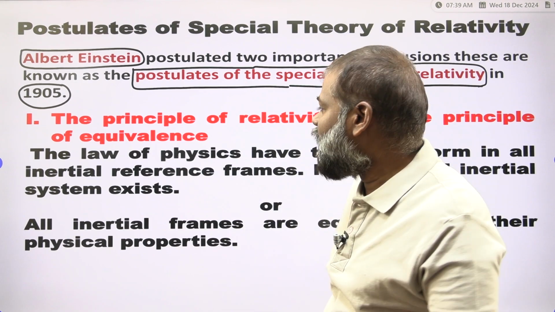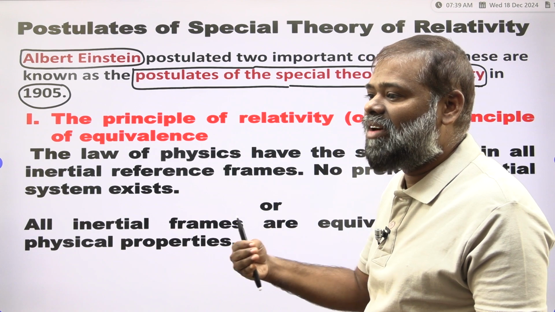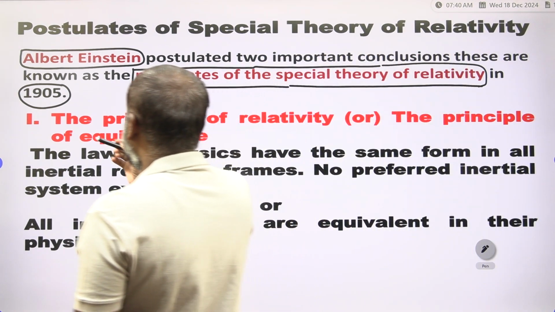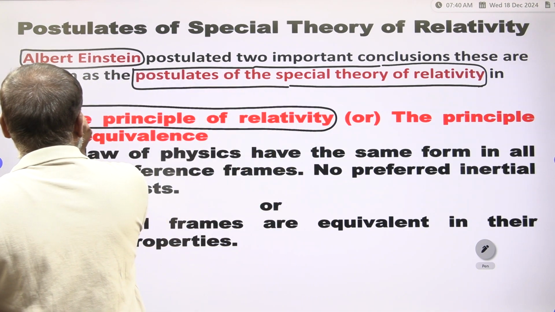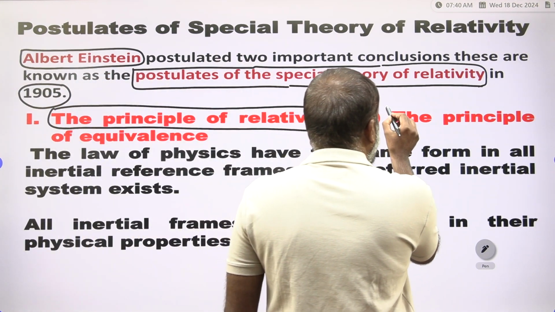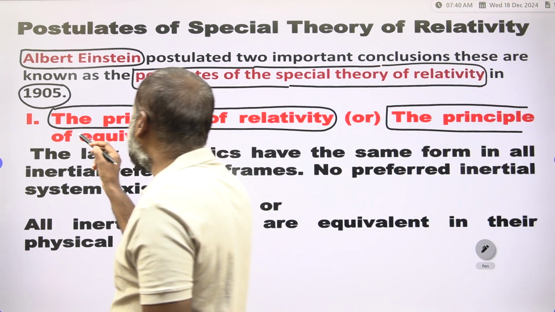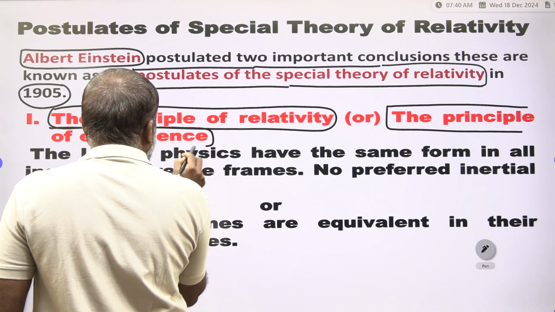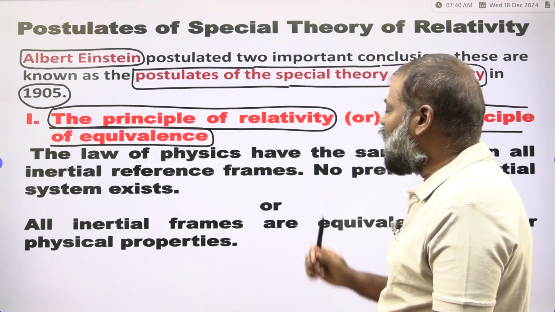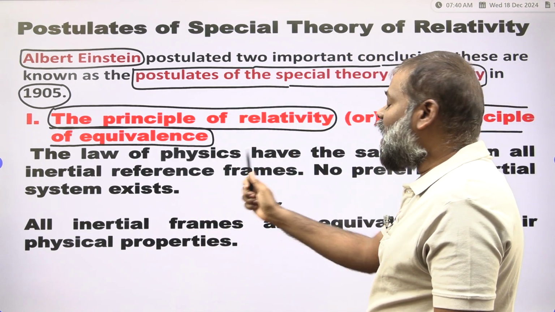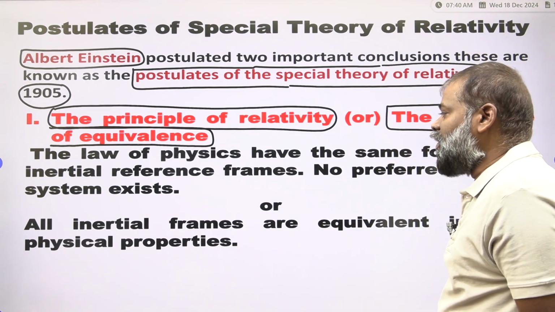Postulate number one is the principle of relativity, or the principle of equivalence. What is that first postulate? The principle of relativity, which we also call the principle of equivalence. What is the statement of the principle of relativity? The laws of physics have the same form in all inertial frames of reference.